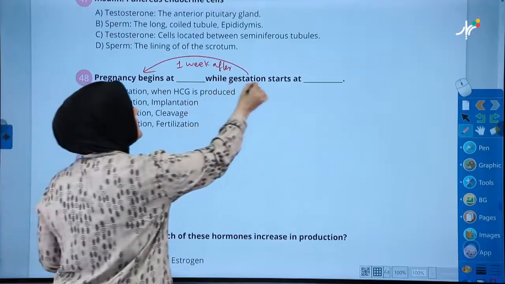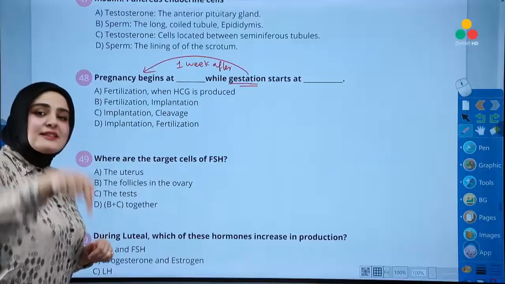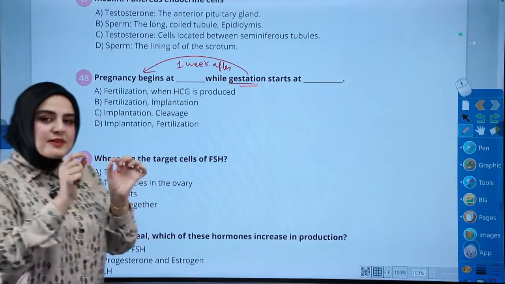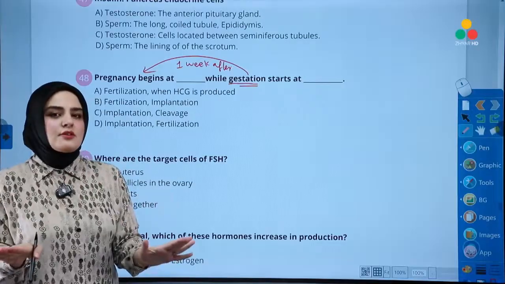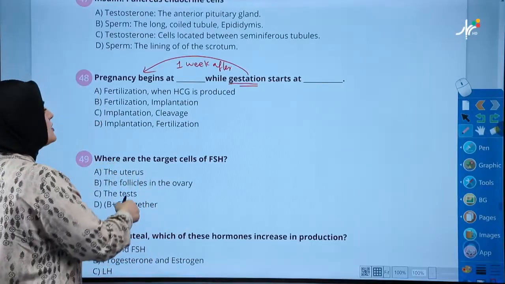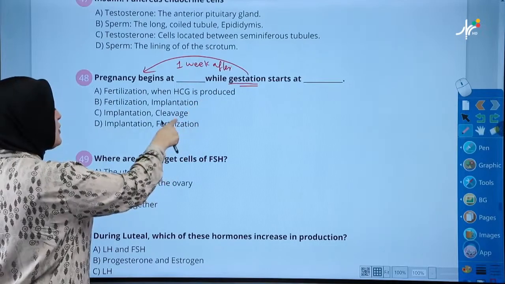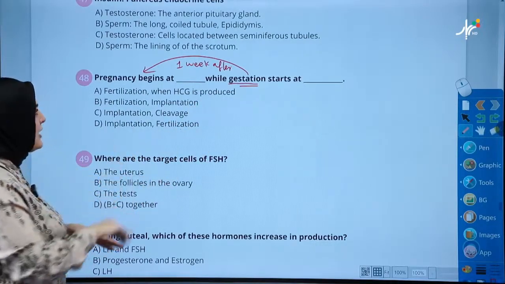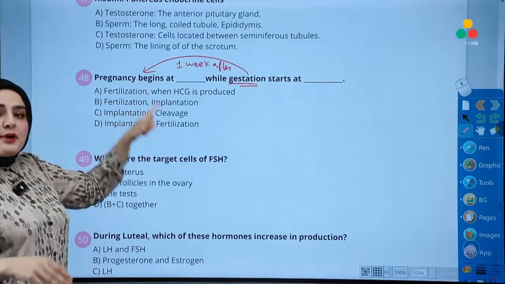Because gestation starts exactly when the egg is fertilized. The moment you have a zygote, gestation starts. Okay, and it's a period of 9 months and more. Got it? So at fertilization, although we have one fertilization option here and I could choose it immediately, let me check. What is pregnancy?